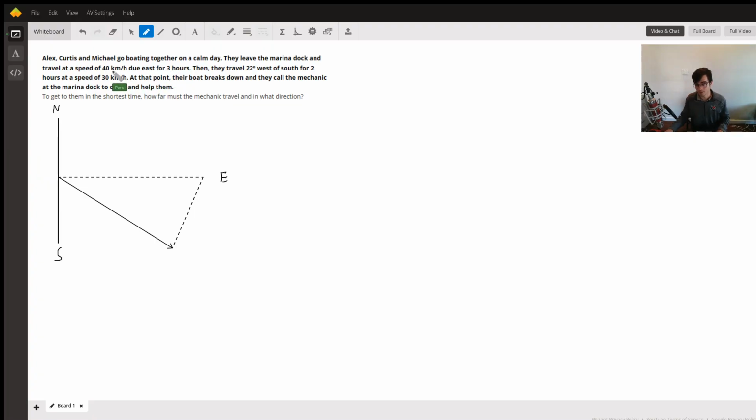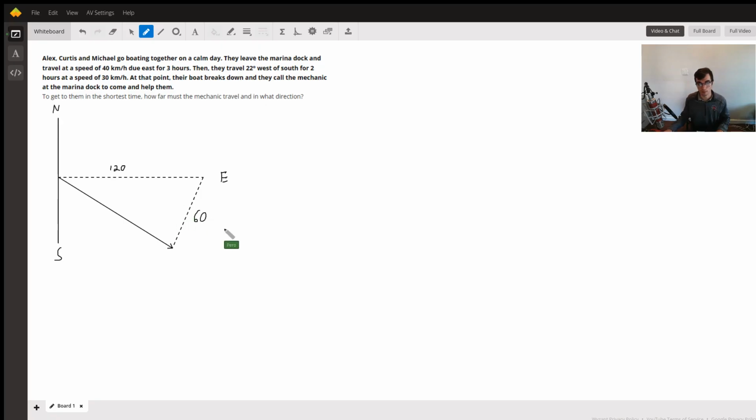For 3 hours at 40 kilometers an hour, which is 120 kilometers, just multiplying out their speed by the time that they traveled at that speed. Then they travel 22 degrees west of south. So if we were to draw south here from the point where they change direction, they travel 22 degrees west of south. So a line going in about this direction, and they travel for 2 hours at a speed of 30 kilometers an hour, which results in 60 kilometers traveled.